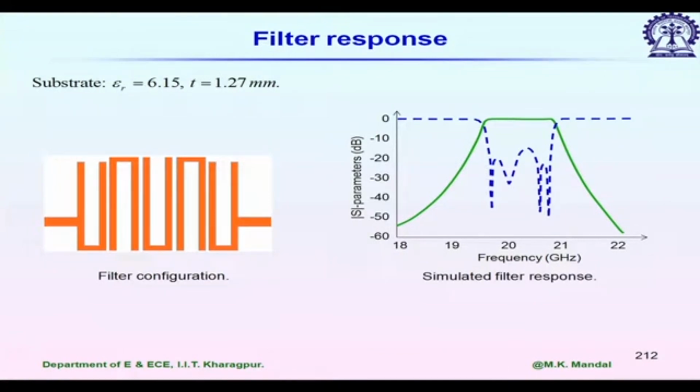This is one 5-pole filter response using hairpin resonators, and this is the simulated response without considering any loss. That means considering PEC and loss tangent equal to 0. So, you see after optimization how the band pass filter response looks like.